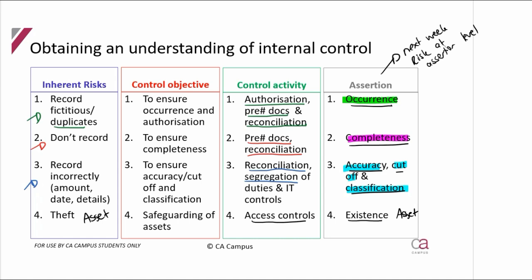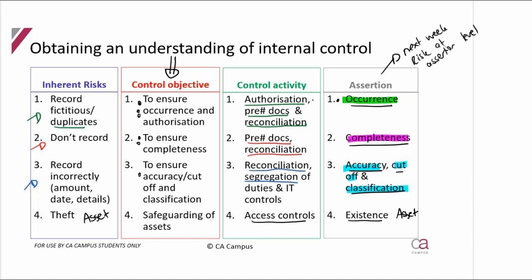Look at the middle. Control objective, guys. We've got the inherent risk. Look at the objective. The objective is to ensure that the assertion is achieved. So, authorization is there to ensure the occurrence. And pre-numbered documents to ensure the occurrence and completeness. And reconciliation to ensure the occurrence, the completeness, the accuracy. So I've put here the control objective, and you will see that the purpose of the control is to achieve the assertion. The assertion that it is recorded and should be recorded. It's not fictitious and it's not duplicate, therefore it did occur.